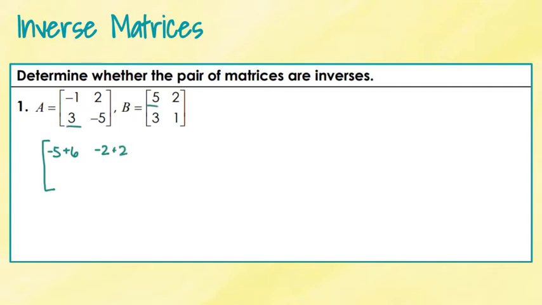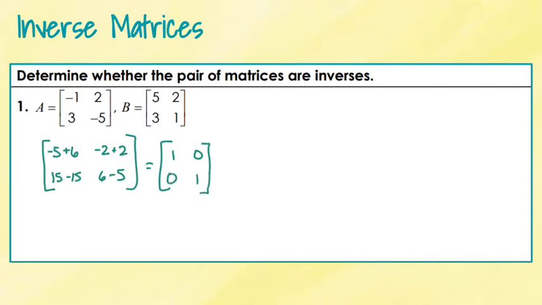3 times 5 is 15. Negative 5 times 3 is negative 15. Add those together. 3 times 2 is 6. Negative 5 times 1 is negative 5. Add those together. So when we simplify this, we get negative 5 plus 6 is 1. Negative 2 plus 2 is 0. 15 minus 15 is 0, and 6 minus 5 is 1.